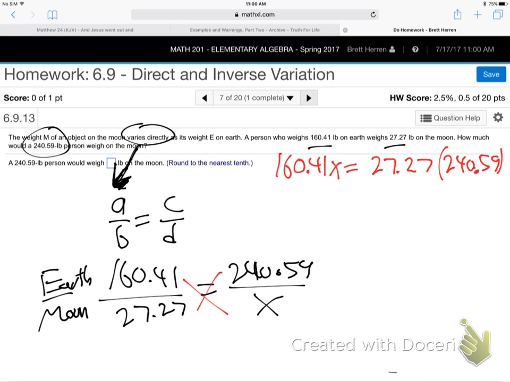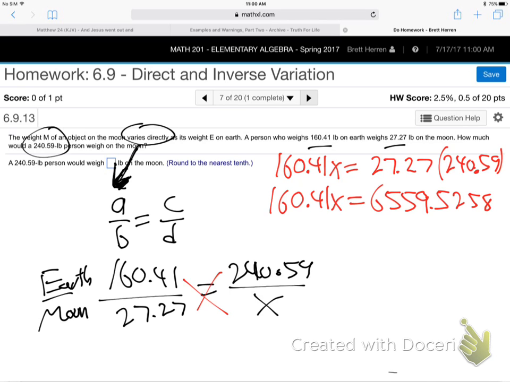Good. Diagonal, diagonal. Somebody have this, what's the 240.59 times the 27.27? 6559.5258. Is that good?